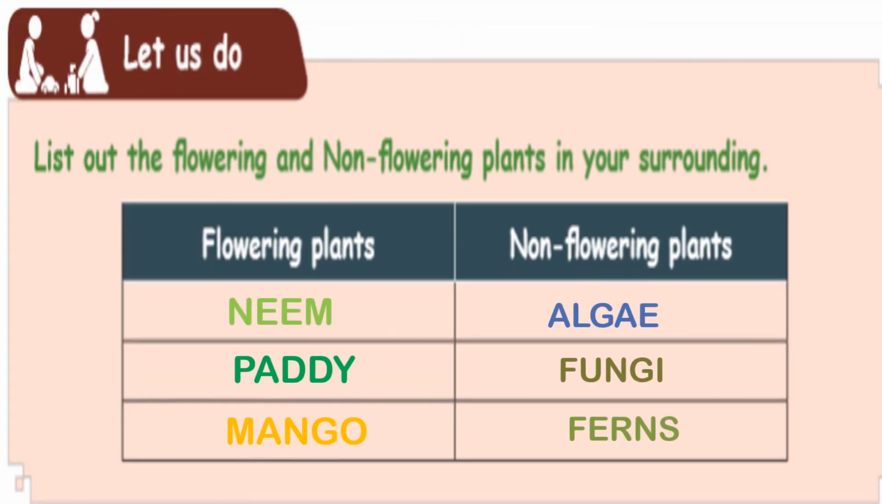Let us do. List out the flowering and non-flowering plants in your surroundings. Flowering plants are neem, paddy, and mango. Non-flowering plants are algae, fungi, and ferns.